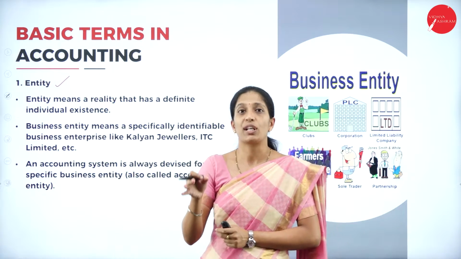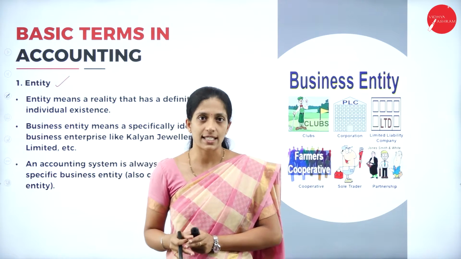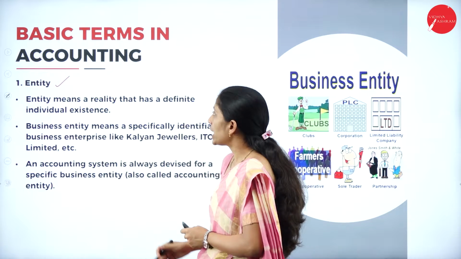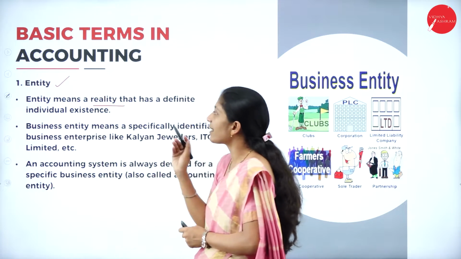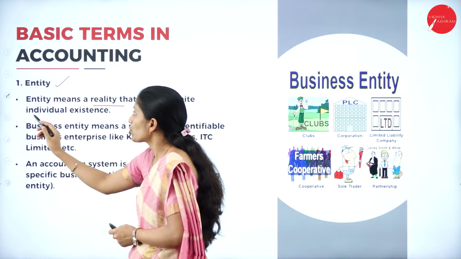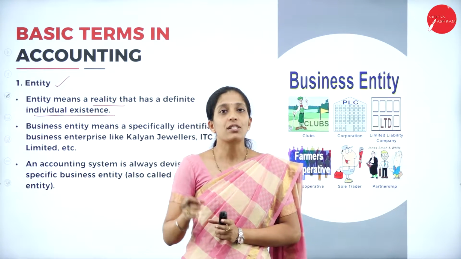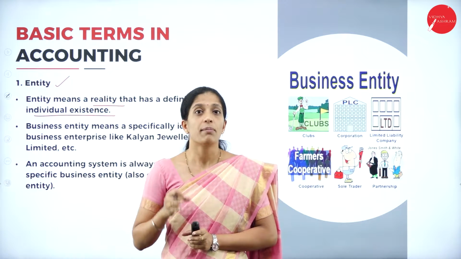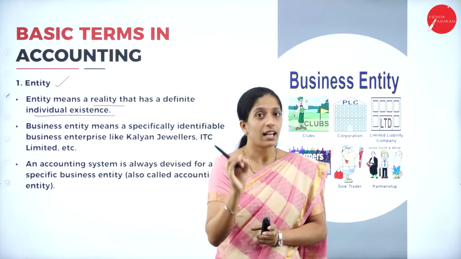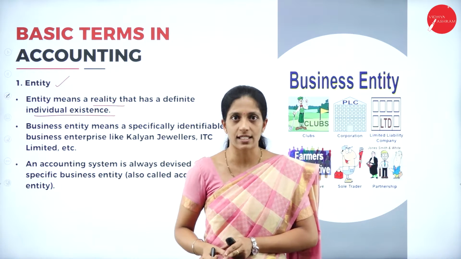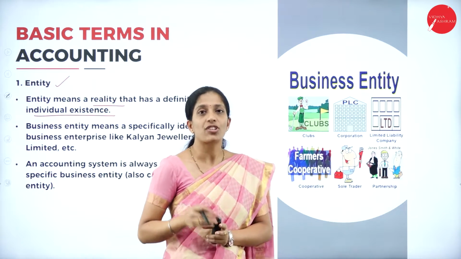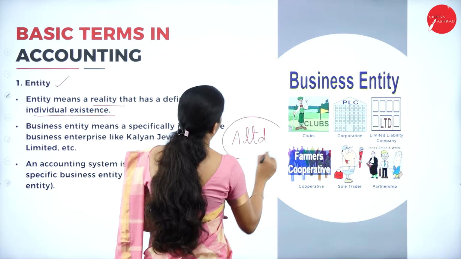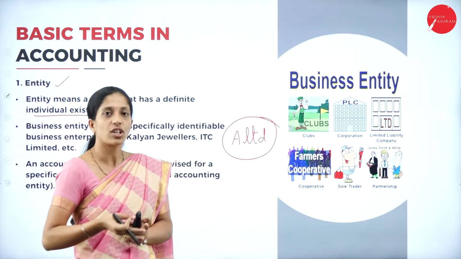Entity is nothing but we are going to speak about the organization or a business entity. Now let us see what this entity is. Entity means a reality that has a definite individual existence. So entity in accounting means something which has some individual existence. For example, Mahalakshmi Sweets is of course an entity, where it has some individual existence. Suppose I imagine A Limited, we are just imagining it as an organization, that is A Limited.